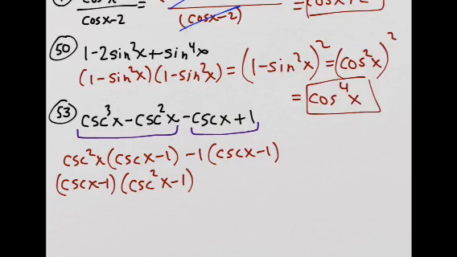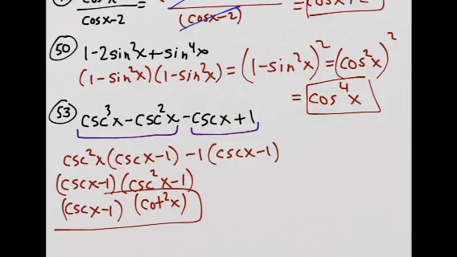Okay, now here, this is the difference of squares, or you could think of it also as a Pythagorean identity. And so that would be cosecant squared x minus 1. This is cotangent squared x. And then this one, there's really nothing else you can do to this one. You just write it down, and that would be the simplified form.